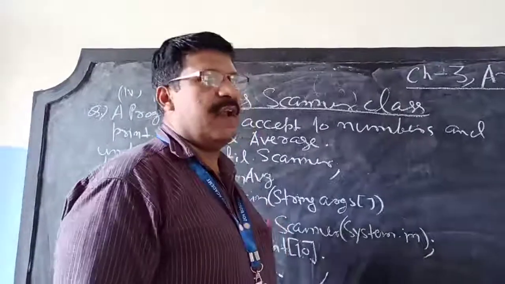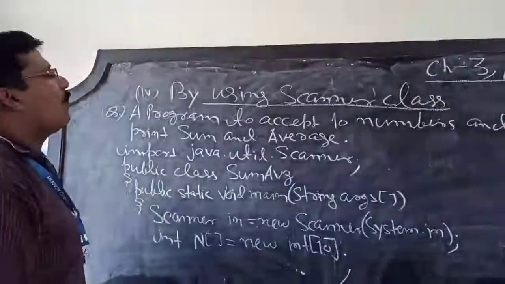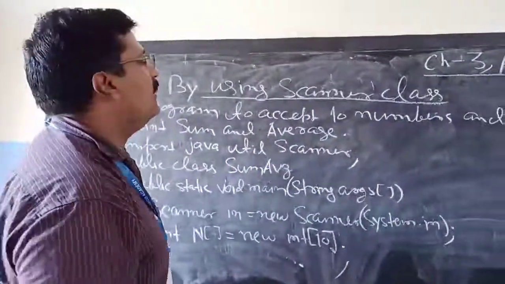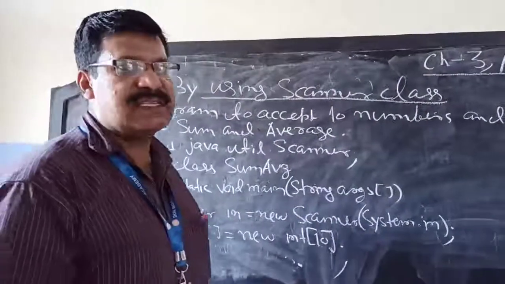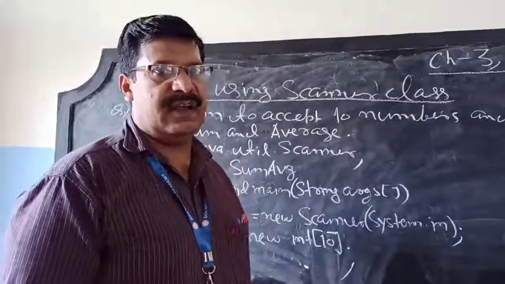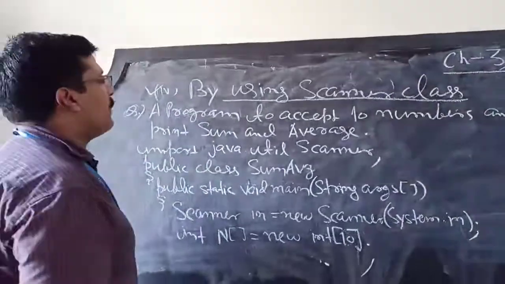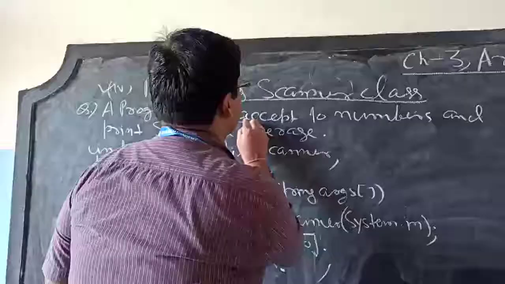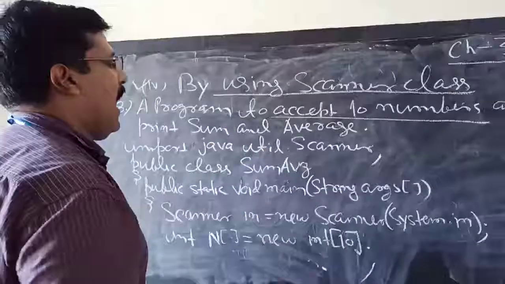In chapter 3, arrays programming, in today's class we are going to learn how to create an array using the scanner class. Means using the scanner method, how to create an array and write a program. For example, we have taken a question: a program to accept 10 numbers, and print the sum and average.